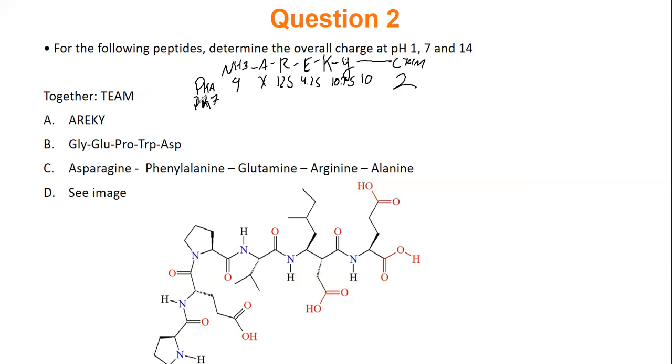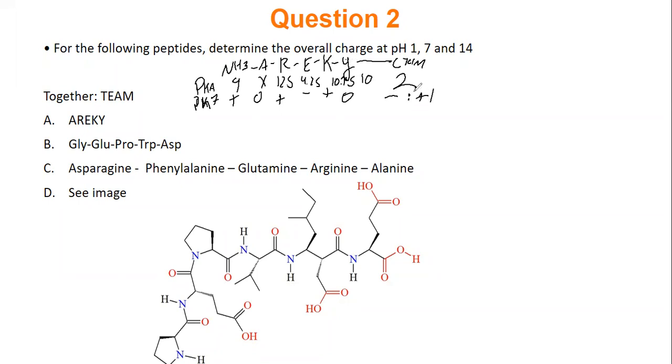This is how we learned the amino acids, so hopefully over time this will become intuitive to you. The N terminus is always charged at 7. A is neutral. R is positively charged. E is negatively charged. K is positively charged. Y is neutral. The C terminus is negatively charged. So if I count that up, we should have an overall +1 charge.